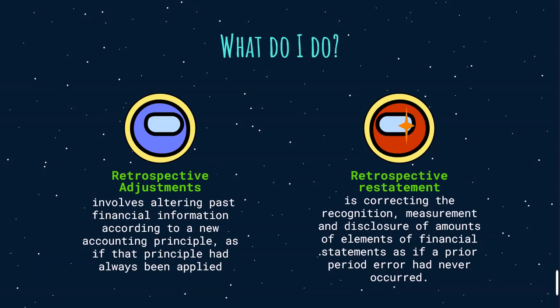What do I do in retrospective adjustments and retrospective restatements? Retrospective adjustment involves altering past financial information according to a new accounting principle as if that principle had always been applied. And retrospective restatement is correcting the recognition, measurement, and disclosure of amounts of elements of financial statements as if a prior period error had never occurred. So itong dalawang to is presented siya as adjustment sa opening balance ng retained earnings rather than sa changes in equity during a certain period.